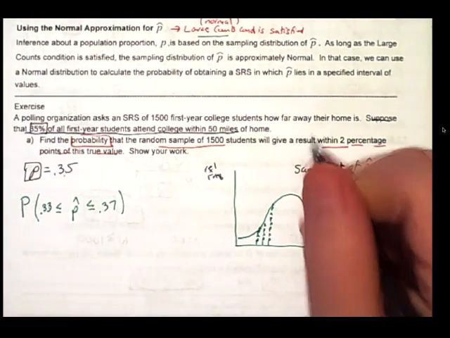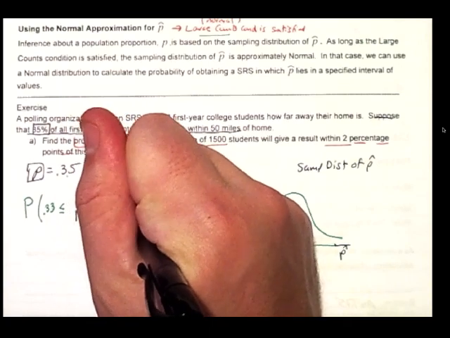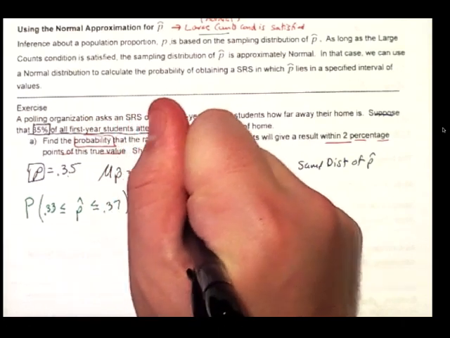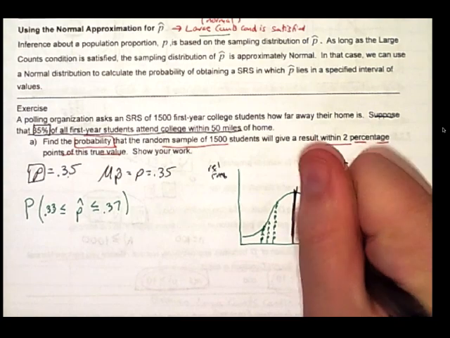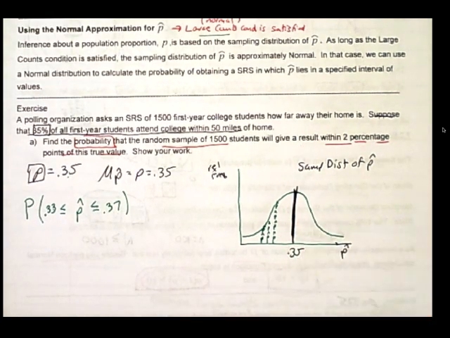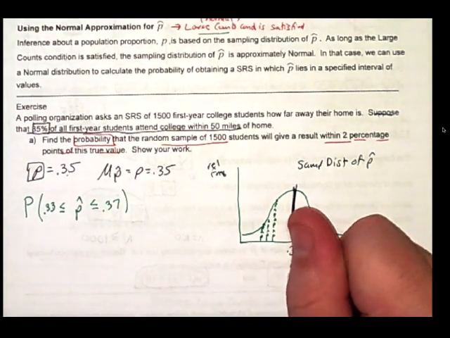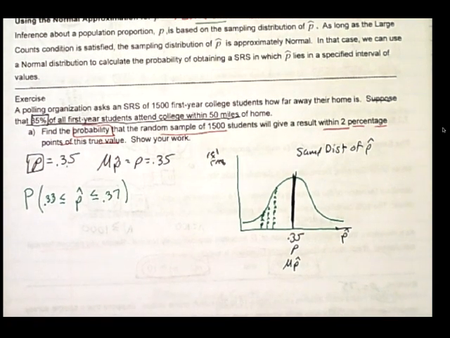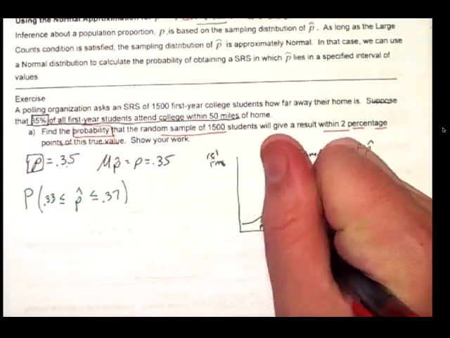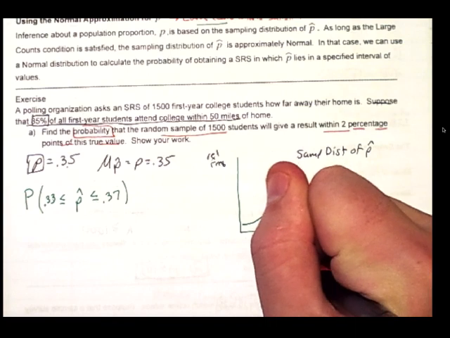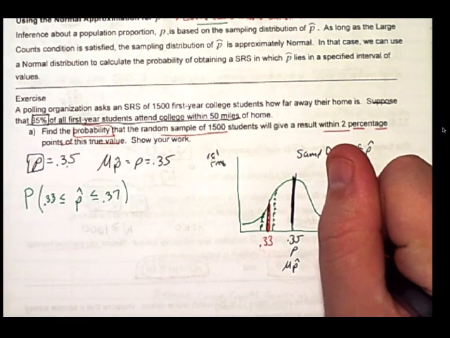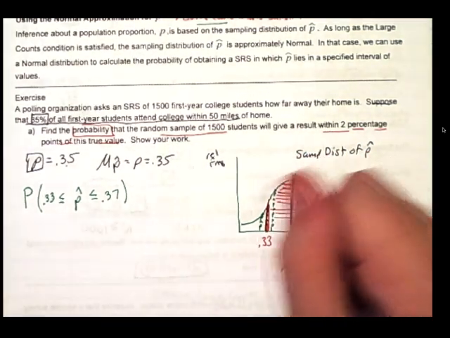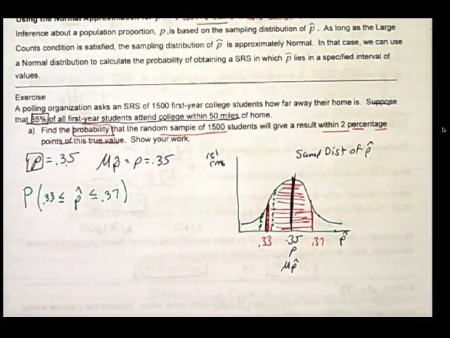So we know that the mu of p hat, the mean of the sample proportions, is going to equal rho, which equals 0.35. So that's the value that's going to fall right in the middle. Since that's rho, it's going to be the same thing as the mean of the sampling distribution. What I want to do is figure out the probability that any given p hat falls between 0.33 and 0.37. So in other words, I want to find the area of this normal curve.